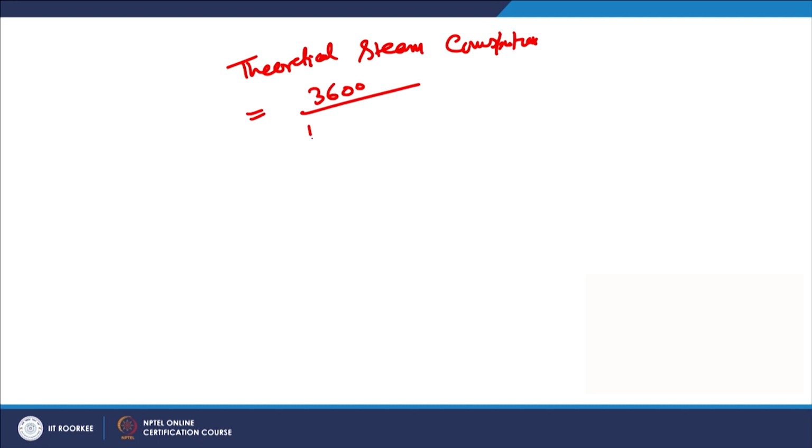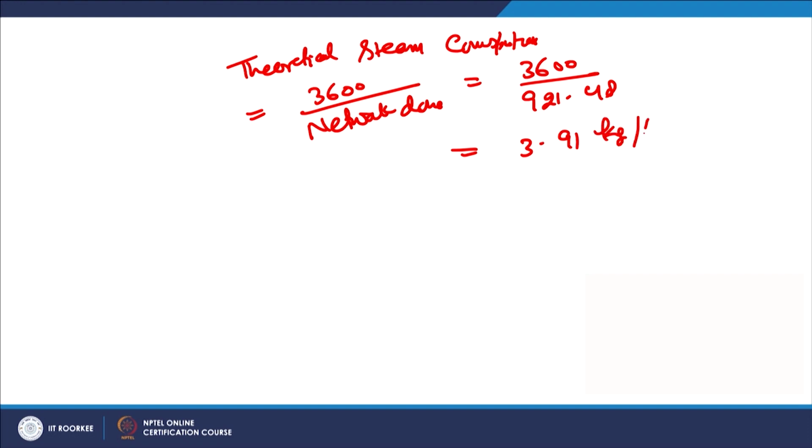Now at last we can calculate the theoretical steam consumption. This is given by 3600 divided by net work done. 3600 divided by 921, which we have already calculated. This is given as 3.91 kilogram per kilowatt hour. So this is the desired result.